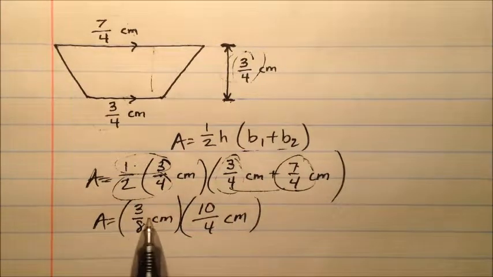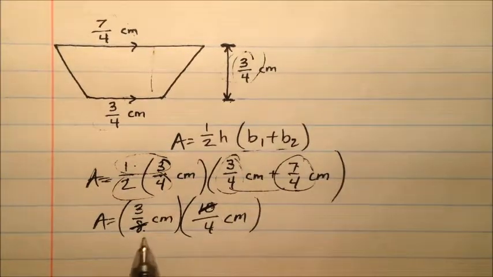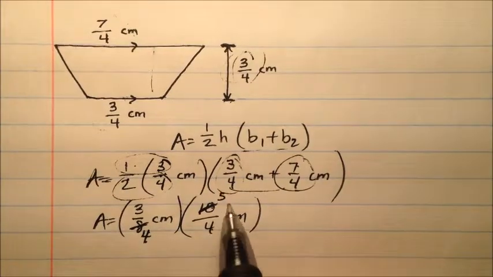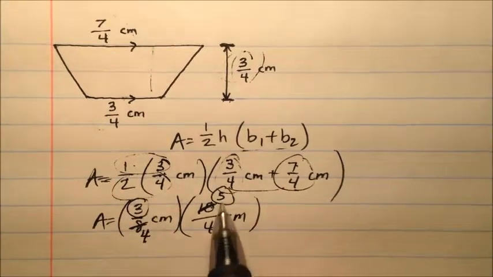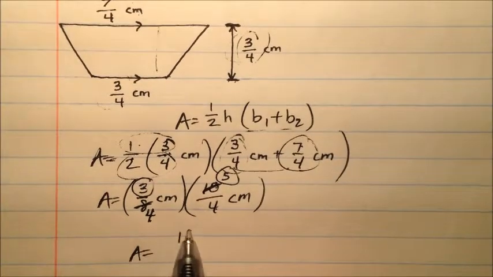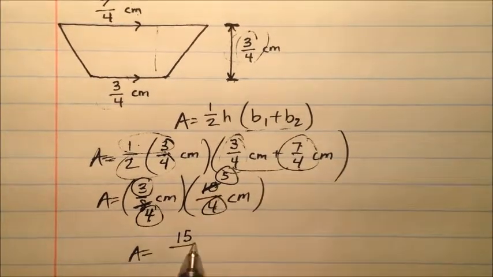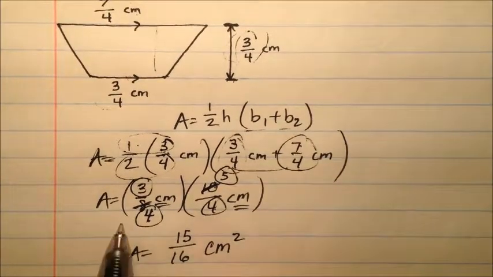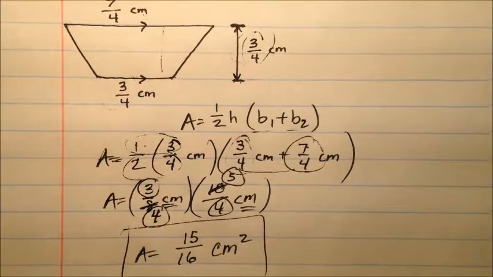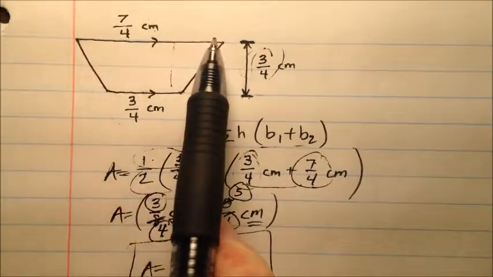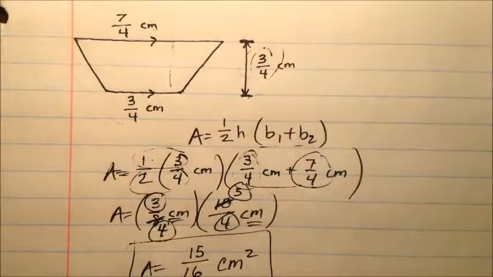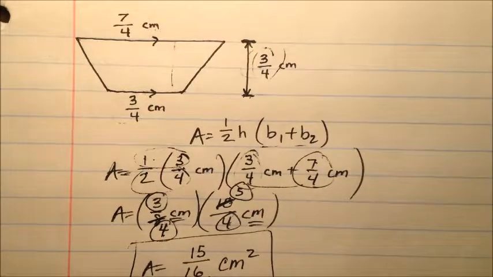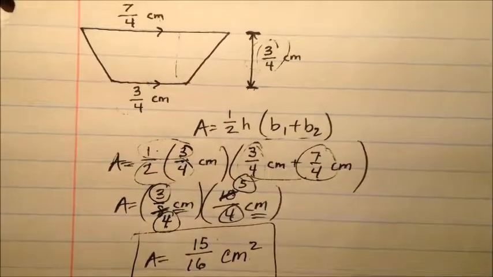So we're going to multiply these now. So 3/8 times 10/4. Looks like we can take a 2 out of here, top and bottom. So let's make that a 4, maybe make that a 5. So what we have left is 3 times 5. So the area, we'll start with 15 on top. 4 times 4, so 16 on bottom. And centimeters times centimeters will be centimeters squared. So if you look at this now, with 7/4 for one base, 3/4 for one base, and the height is 3/4, it looks like our area is almost 1 square centimeter, but not quite. It's 15/16 square centimeters for this last example.